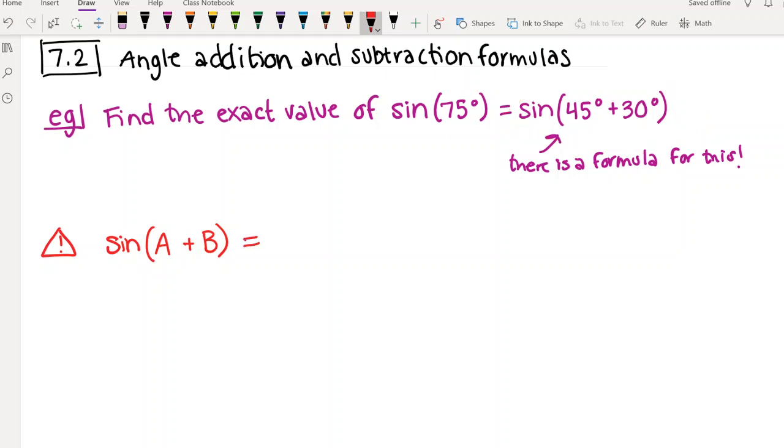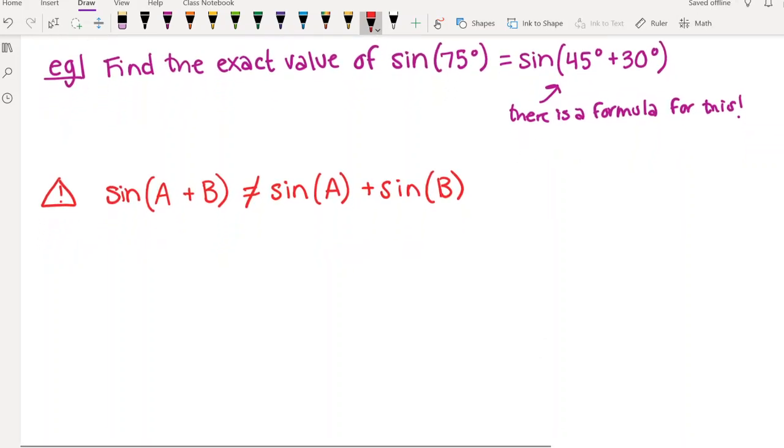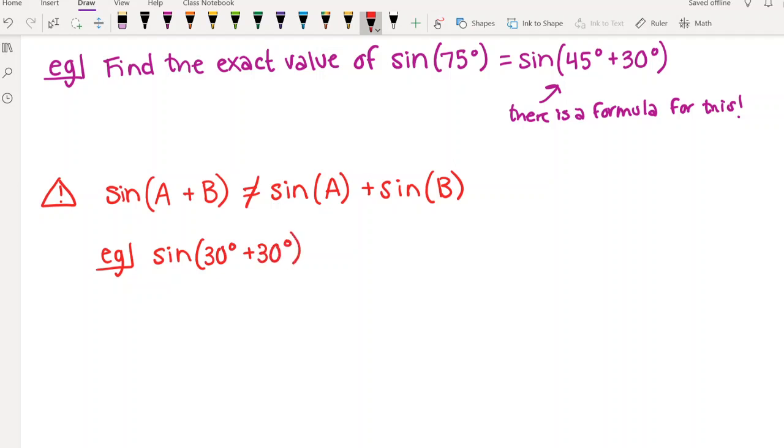It would be really nice if sine of A plus B was equal to sine of A plus sine of B. However, that does not work, and we can very easily show that this formula doesn't work. For example, let's say you wanted to find sine of 30 degrees plus 30 degrees. This is not an actual place where you would use the angle addition formula, because 30 plus 30 is 60, so we already know what the answer should be. What should sine of 60 degrees be?